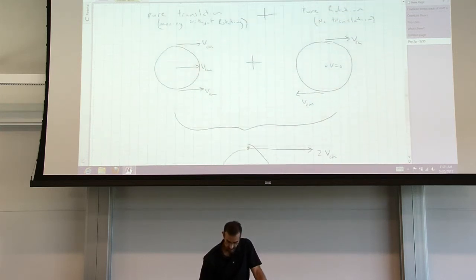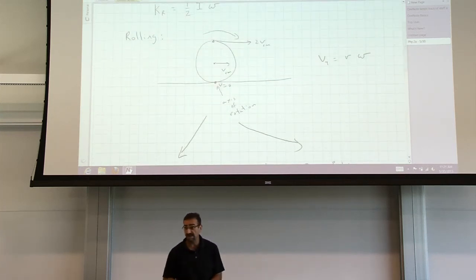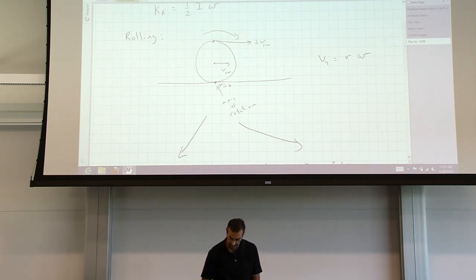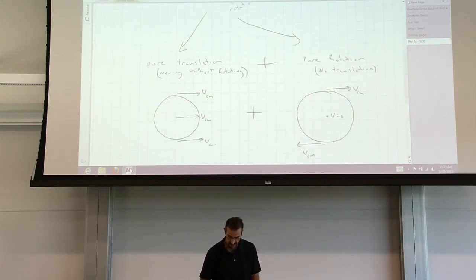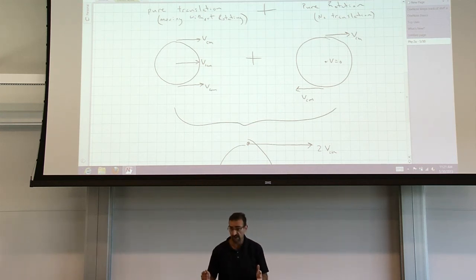Okay, so what we're going to do, instead of using the actual pivot point with the surface of the table, or the road, when something's rolling, it's much easier if we say rolling is a combination of pure rotation and pure translation. So let's just look at a quick example.